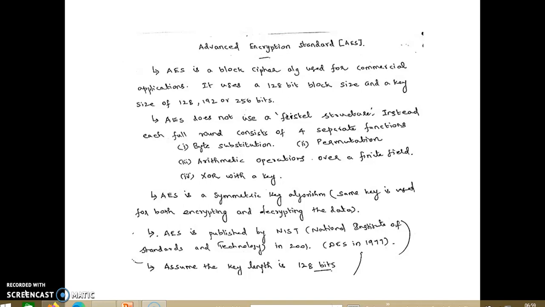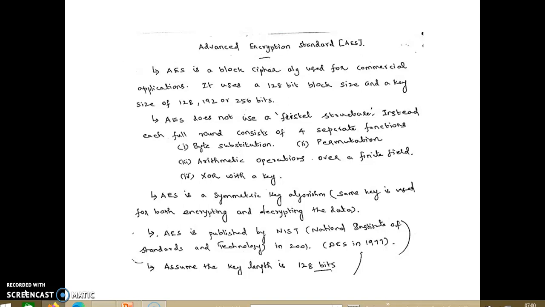DES uses 64 bits, but here the block size is 128 bits, and the key sizes vary with 3 different key sizes: 128 bit, 192 bit, and 256 bit. So there are 3 different key sizes, but in DES the key size is 64 bit. AES does not use a Feistel structure, like the one used in the DES algorithm.